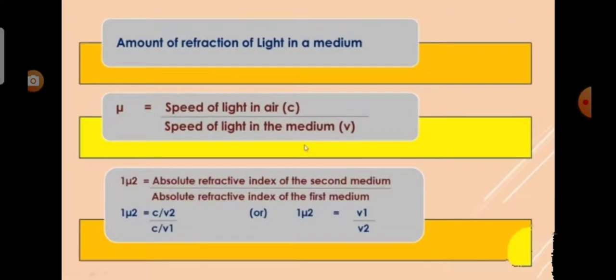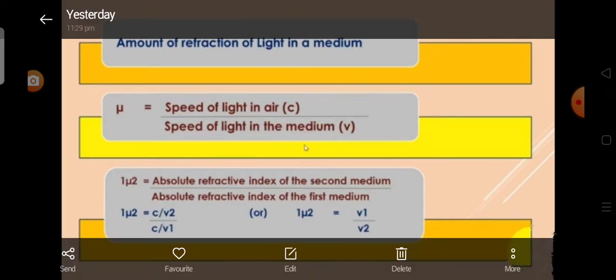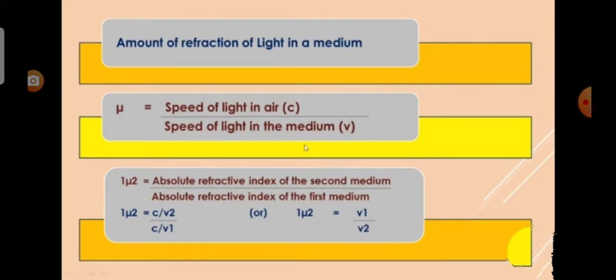Mu equals the speed of light in air, that is c, divided by the speed of light in the medium, that is v. So 1mu2 equals the absolute refractive index of the second medium divided by the absolute refractive index of the first medium. So that is 1mu2 equals (c divided by v2) divided by (c divided by v1), or 1mu2 equals v1 divided by v2.